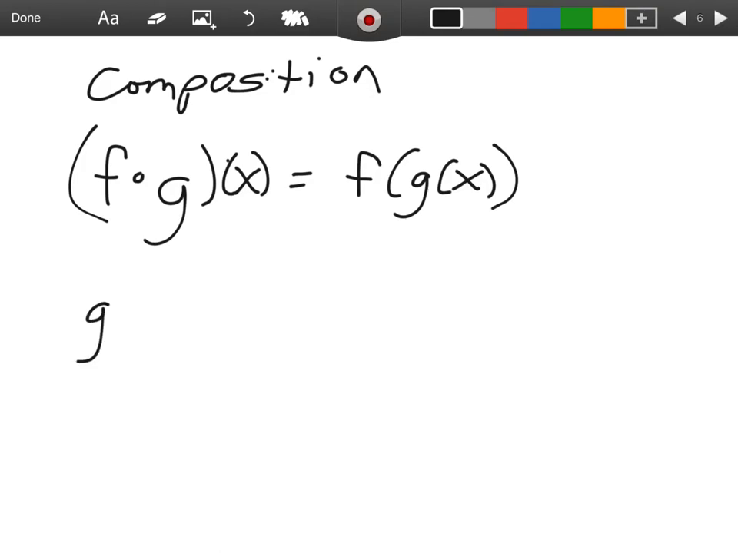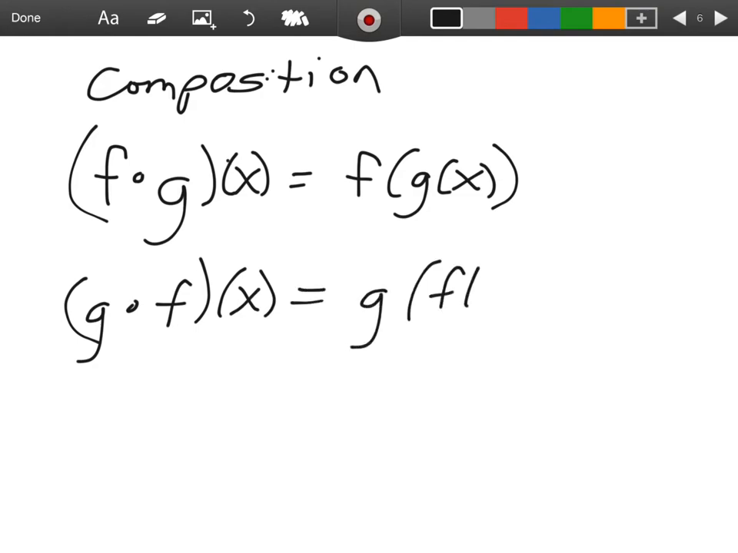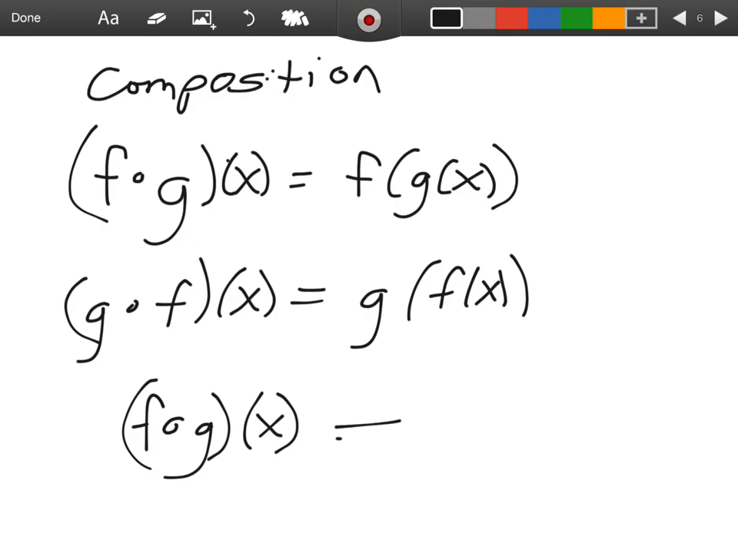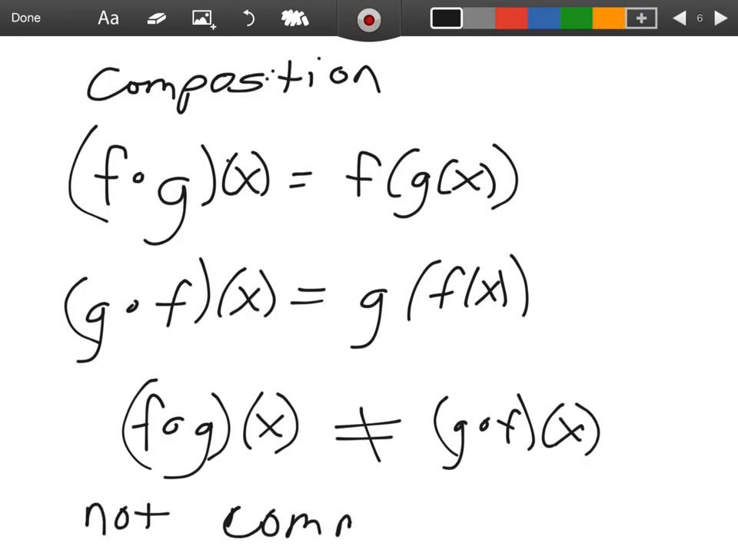Okay, if I have, say, g composed of f, it goes the other way. G of f of x. Important thing to point out here. F of g of x is not the same as g of f of x. So they are not commutative. It is not a commutative property for all cases. I can always come up with a case where it works, and we'll talk more about that later. But for all cases, it is not commutative.